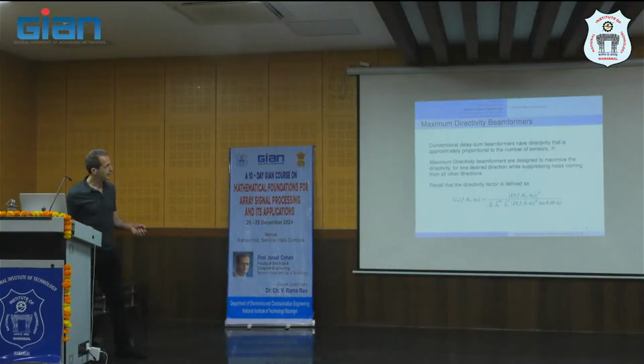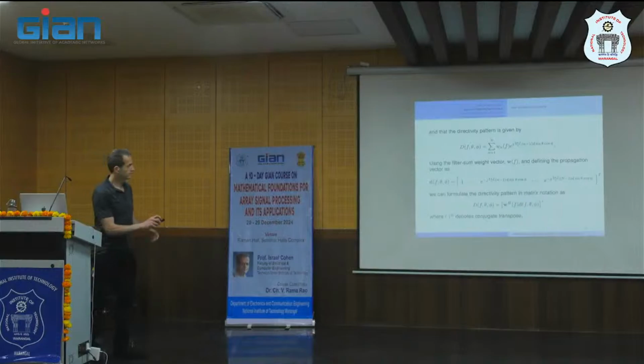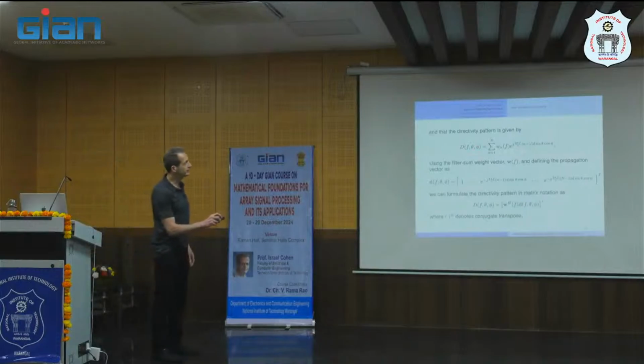So we can write the directivity pattern as a function of the weights. How do we do that? You see, the directivity pattern is written like this for a far field source. And far field, when you see it here, what does it mean?